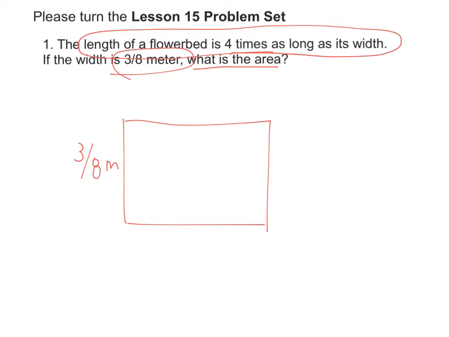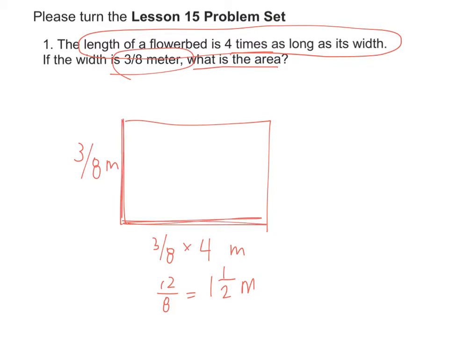Does it say the length is 8 meters? No, it says the length is 4 times as long as its width. So that means we have to take 3/8 times 4 meters. Okay, what is 3/8 times 4? It's 12 over 8, right? Which is the same as 1.5 meters.